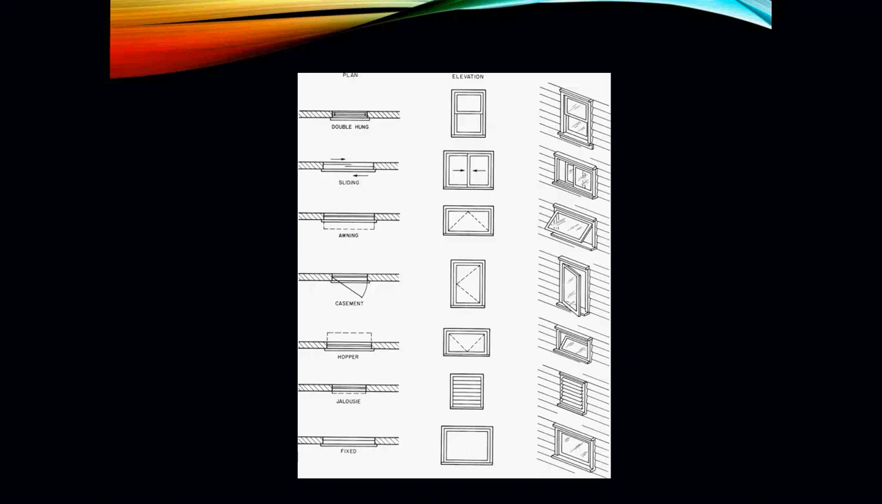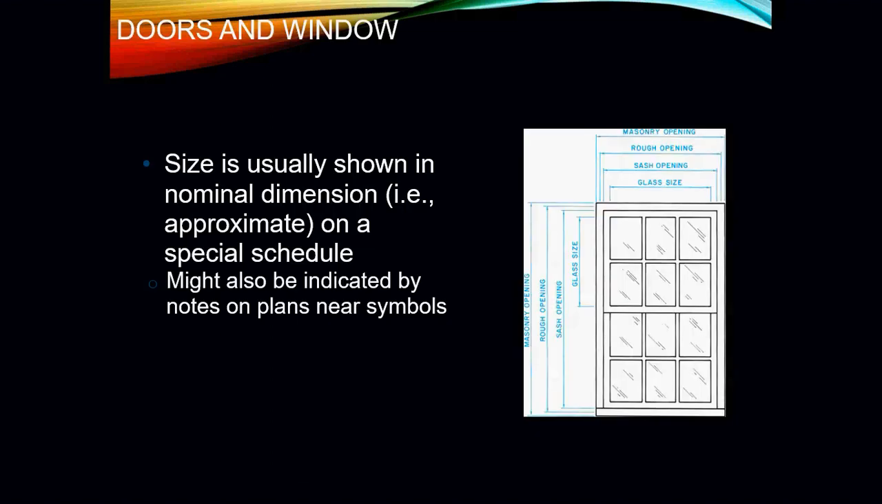Here are some other types of pictures and drawings that you show here. Here's your double hung window. There's your sliding window. There's your awning. Casement windows, hoppers, all those types of windows. These are all shown, and this is how they would look on a print to identify what window is what.